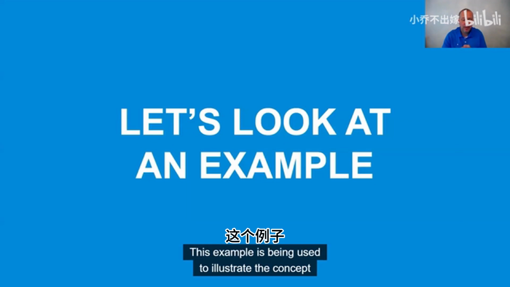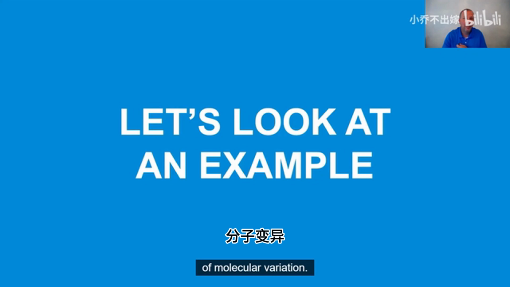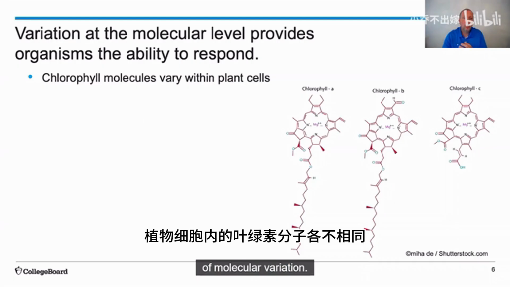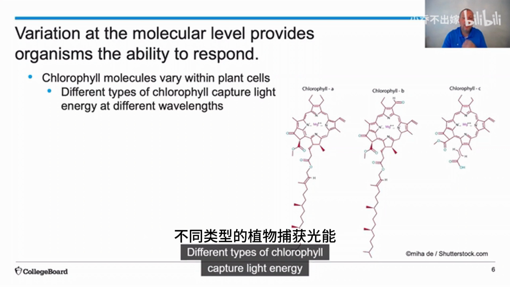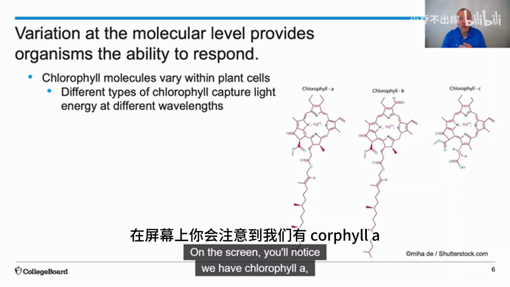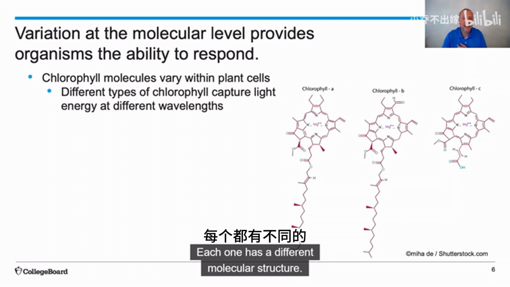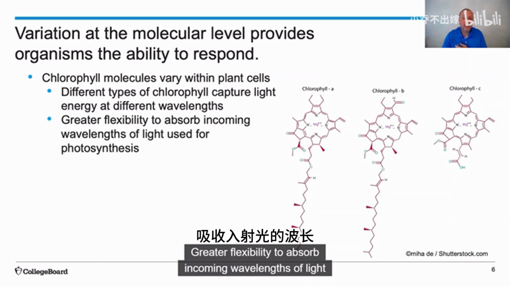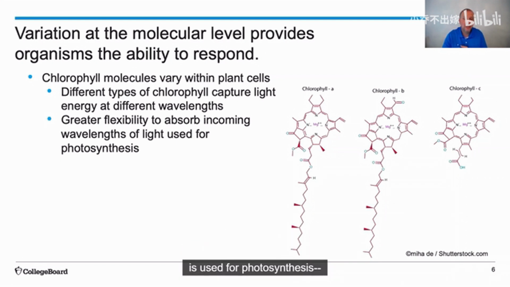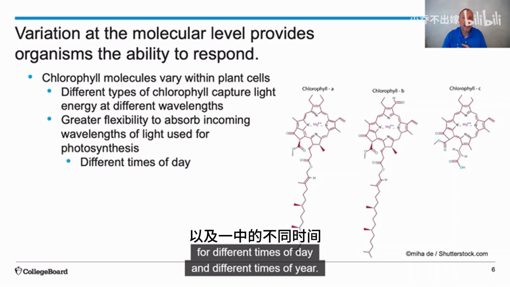So let's take a look at an example. This example is being used to illustrate the concept of molecular variation. Chlorophyll molecules vary within plant cells. Different types of chlorophyll capture light energy at different wavelengths. On the screen, you'll notice we have chlorophyll A, chlorophyll B, chlorophyll C. Each one has a different molecular structure. Greater flexibility to absorb incoming wavelengths of light is used for photosynthesis for different times of day and different times of year.